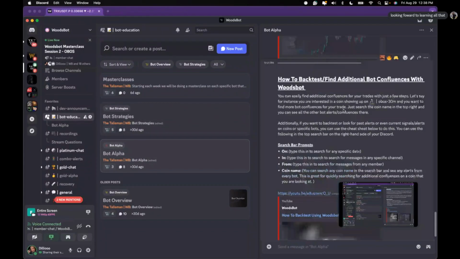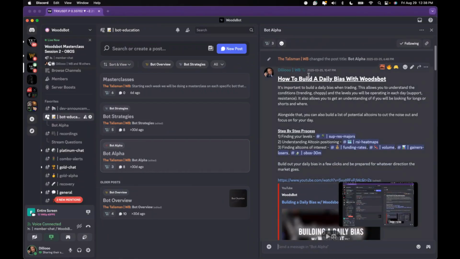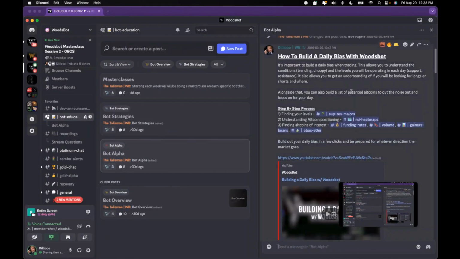On top of that, I also give you guys bot alpha, right? I'm going to teach you how to build a daily bias with Woodsbot, how to sign on and within 10 minutes understand, should I be looking to long? Should I be looking to short? Are we trending or are we ranging, right? Understanding where the market is and how you should be operating for that day in 5-10 minutes.